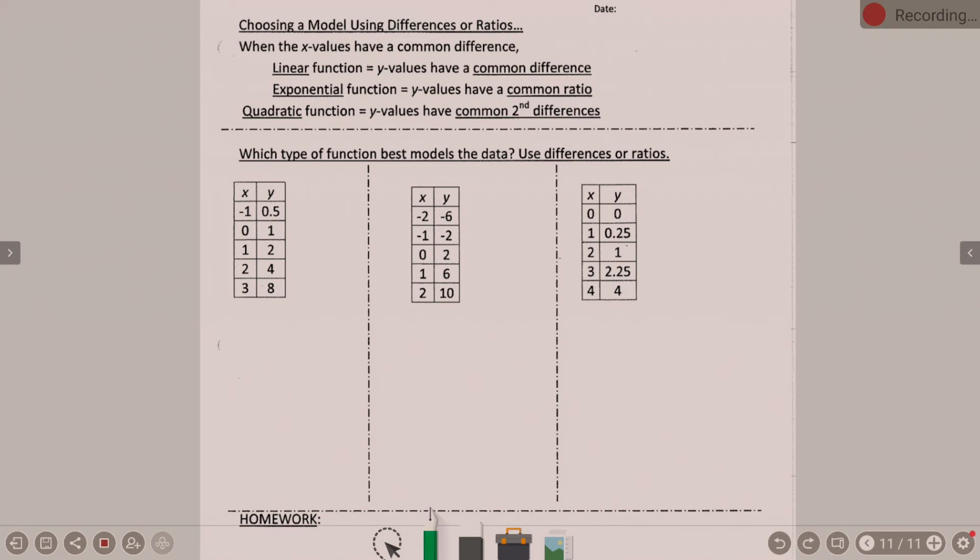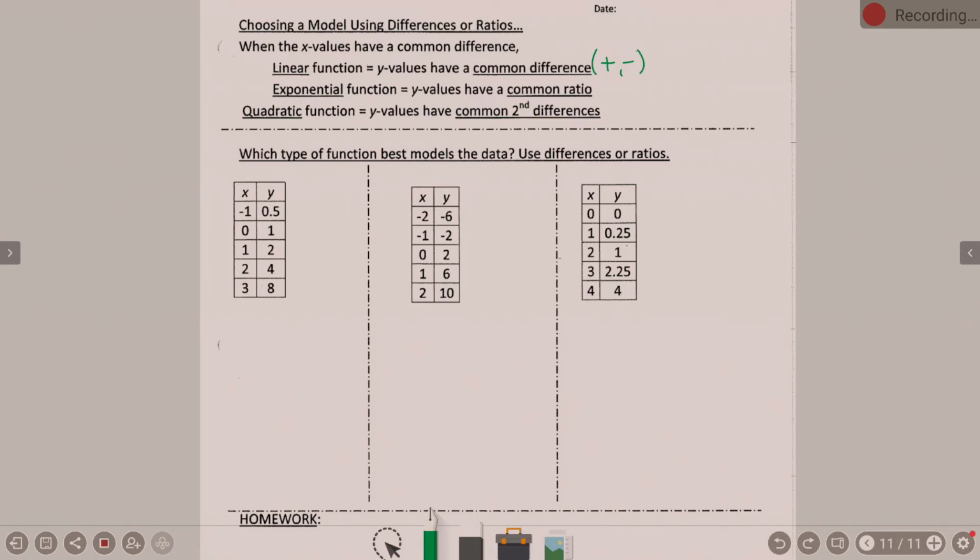When the x values have a common difference. So when I'm talking about common difference on the x's, that means, like in each of these, you'll notice the x is just, they're all different by 1, aren't they? Yeah. Okay? That's what we mean by common difference, when they're equally spread apart. Then, it is a linear function if the y values also have a common difference. So that means if you are adding or subtracting the same amount each time in the y values, then it is going to be a linear function.